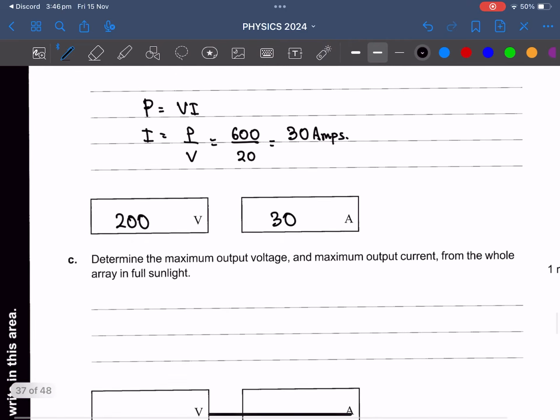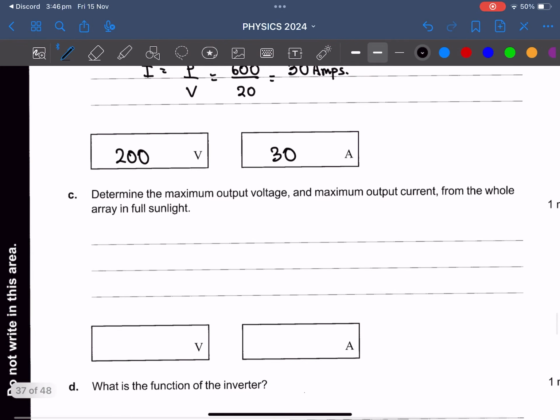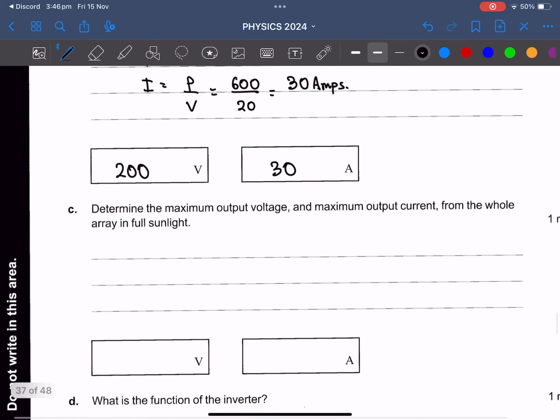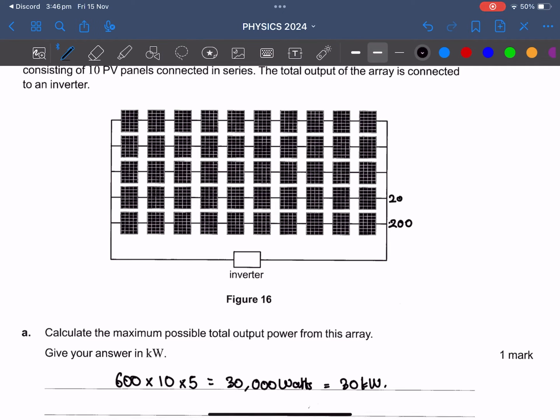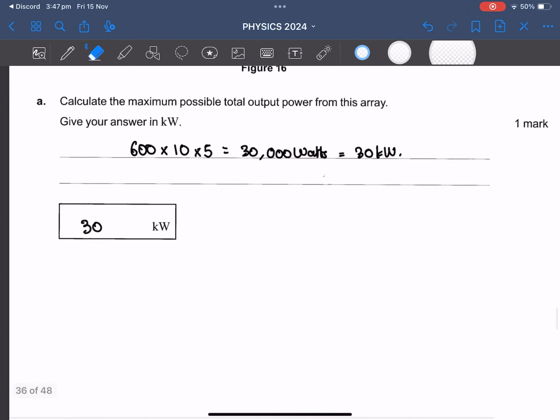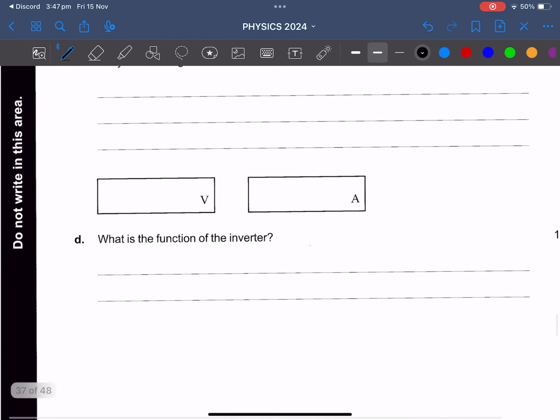Determine the maximum output voltage and maximum output current from the whole array in full sunlight. Okay, well, so maximum output voltage doesn't change because each of them will have 200, 200, 200, and 200, right? So they're in parallel, doesn't change. Maximum is going to be 200 volts.